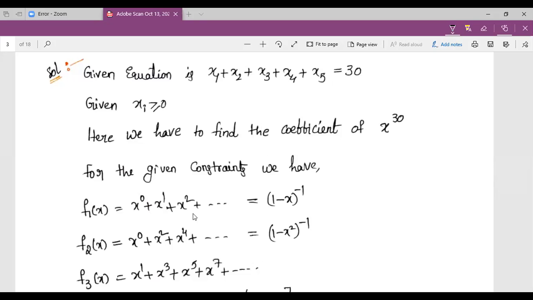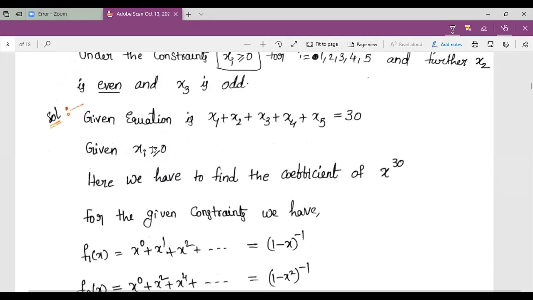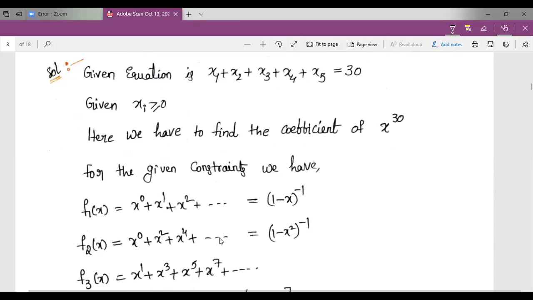So this is the binomial expansion for (1 - x)^(-1). Okay, (1 - x)^(-1). So the next condition is the constraint for x2: we have to take only even values. Okay, so 0, 2, 4, 6, 8, 10, 12 and so on.